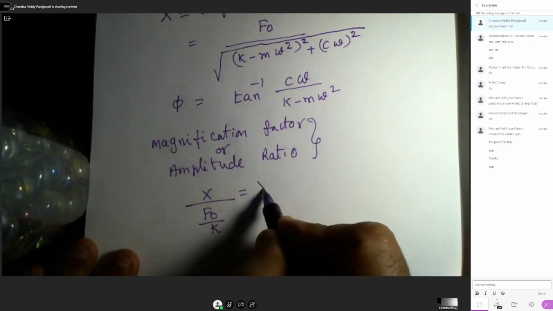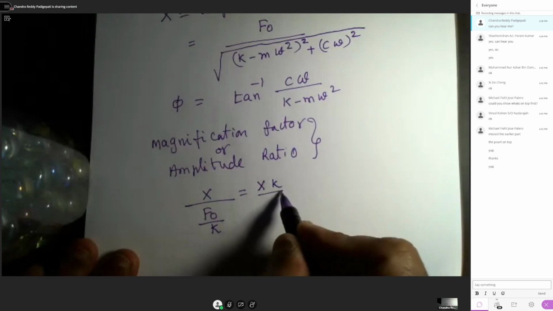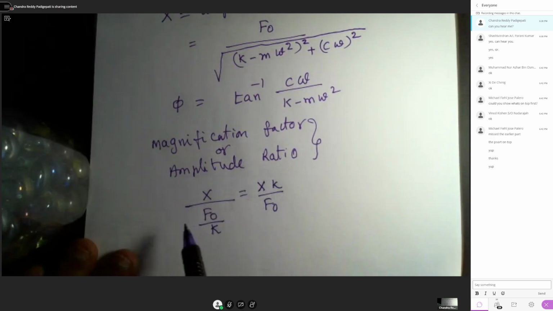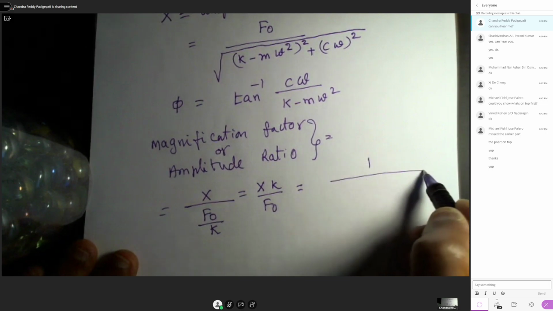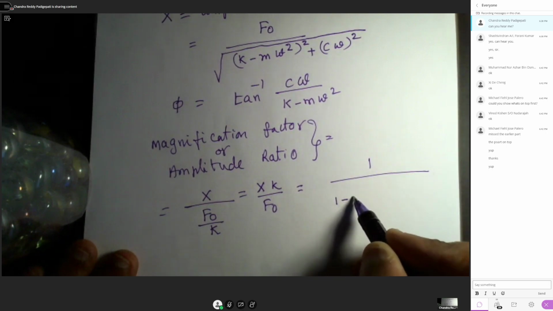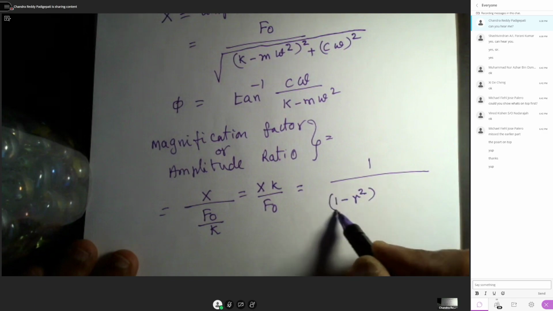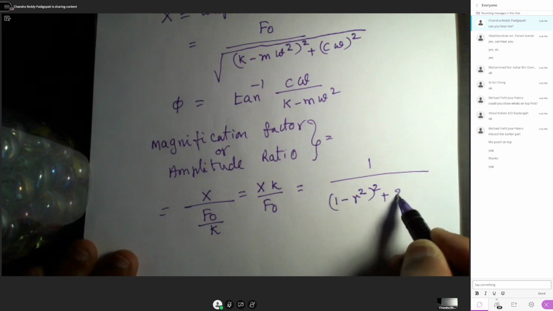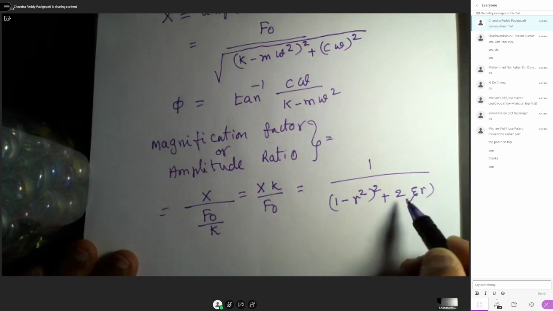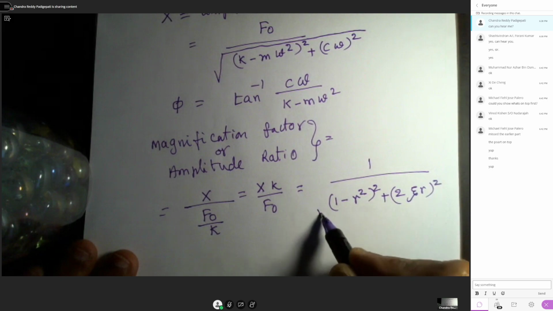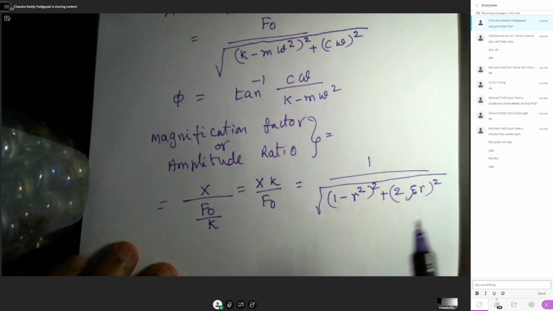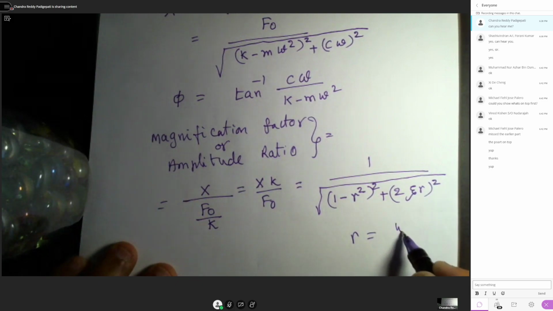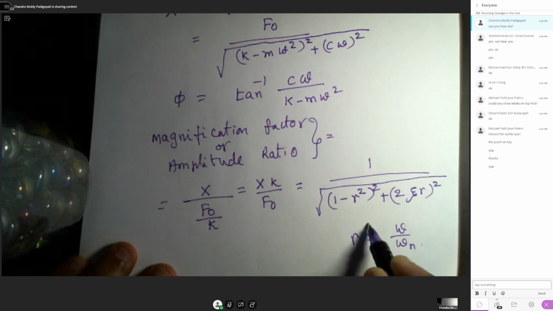Okay, so this we can write as x into k over f naught. This is the amplitude ratio, or the magnification factor. We can write it as 1 over the square root of (1 minus r square) whole square plus (2 eta r) whole square. Again, r is the ratio of frequencies, omega over omega n.